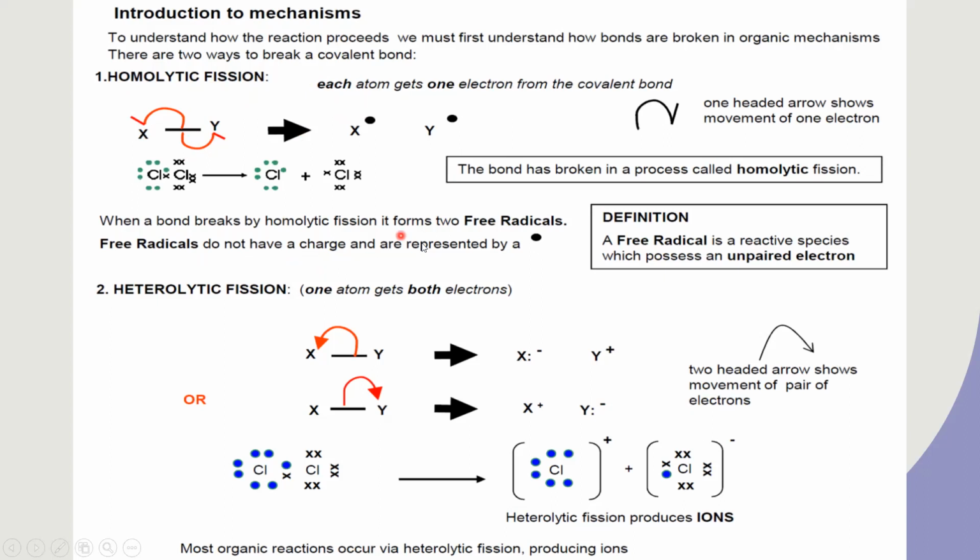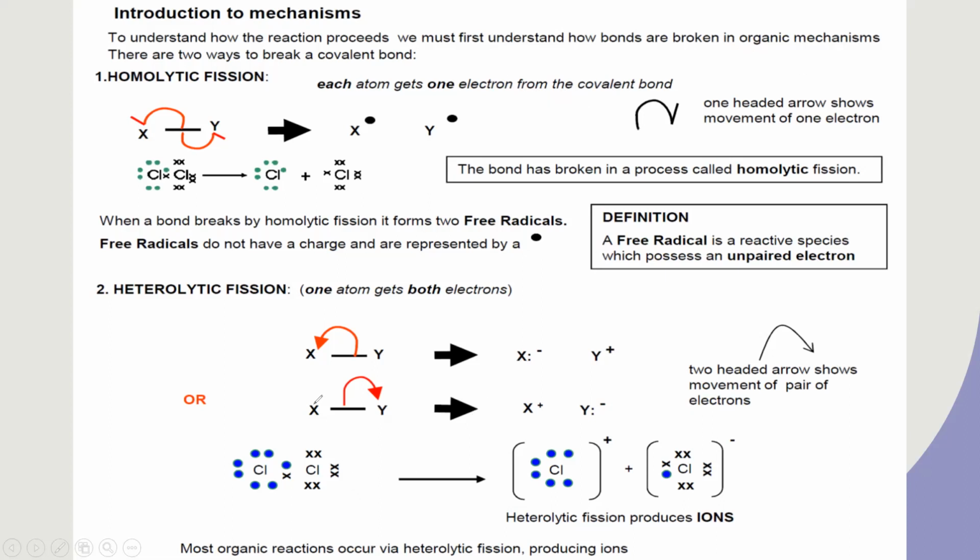Free radicals do not have any charge and they are represented by a dot. For example, if I have CH3-CH3 and the molecule breaks down, it produces free radicals. So I'll draw a half arrow, not a full arrow. A half arrow means one electron, because in a bond there are two electrons, one is taken by one CH3, and the other by the second CH3. So this is called homolytic bond breaking.